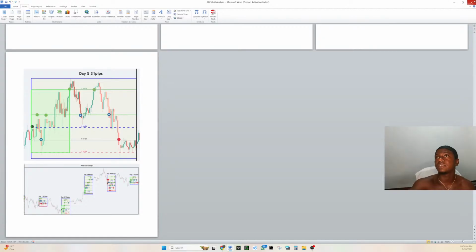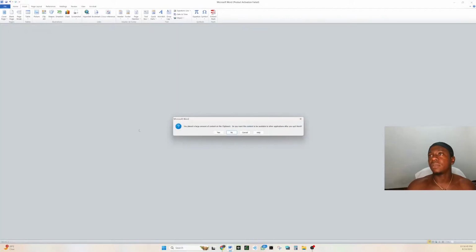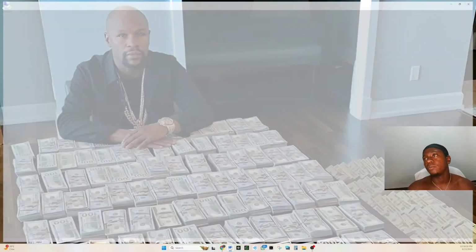All right, guys. You placed a large amount of content on the clipboard. Do you want this content to be available to other applications after you click Word? Nope.